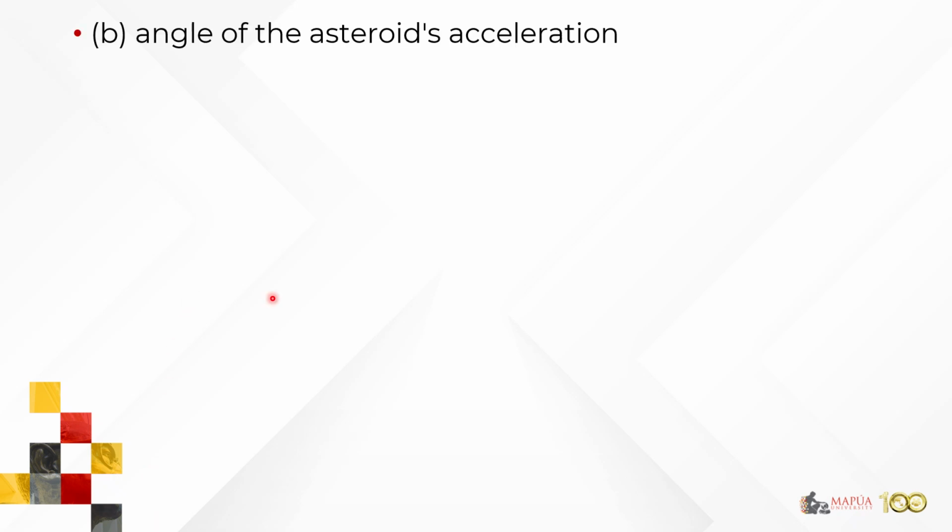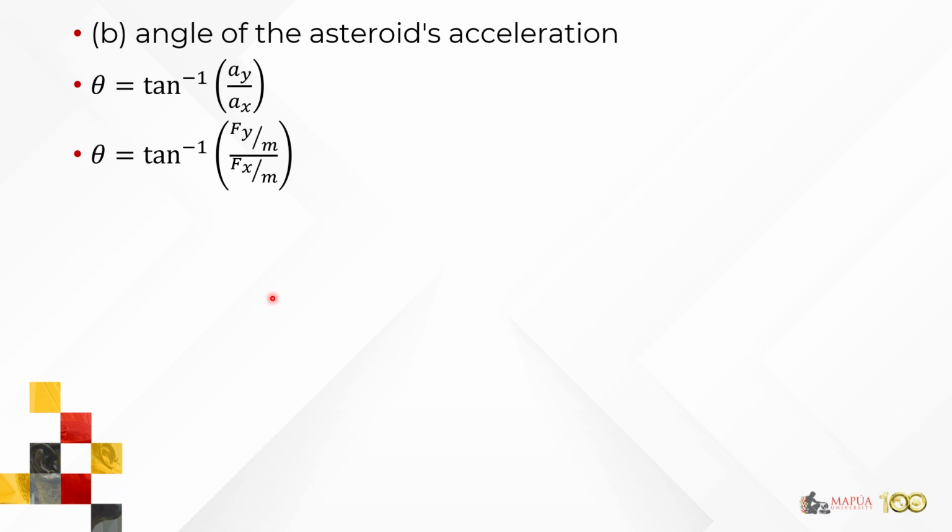Next, to solve for the angle of the asteroid's acceleration, remember that theta is equal to, we can use one of the trigonometric functions, arctangent of a sub y over a sub x. However, remember that a sub y is just equal to f sub y over m, and a sub x is just equal to f sub x over m. And then we can just cancel out the mass, and theta is also equal to the arctangent of f sub y over f sub x.